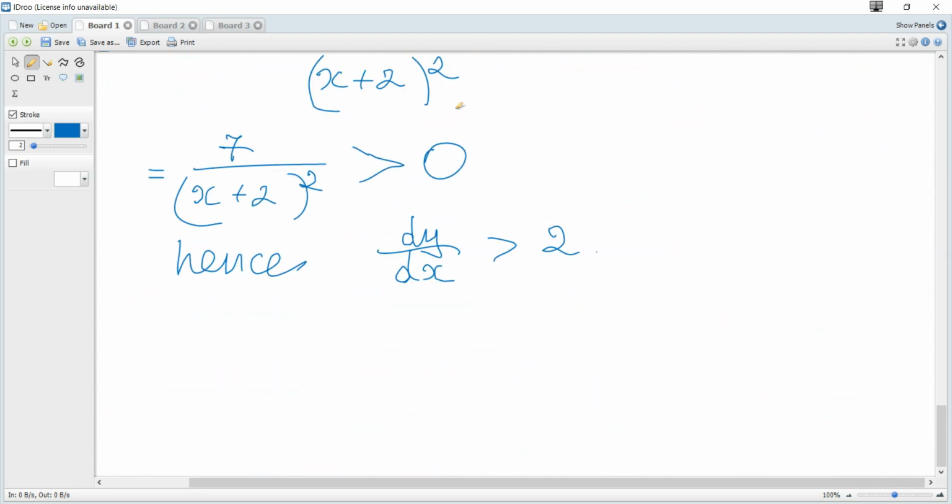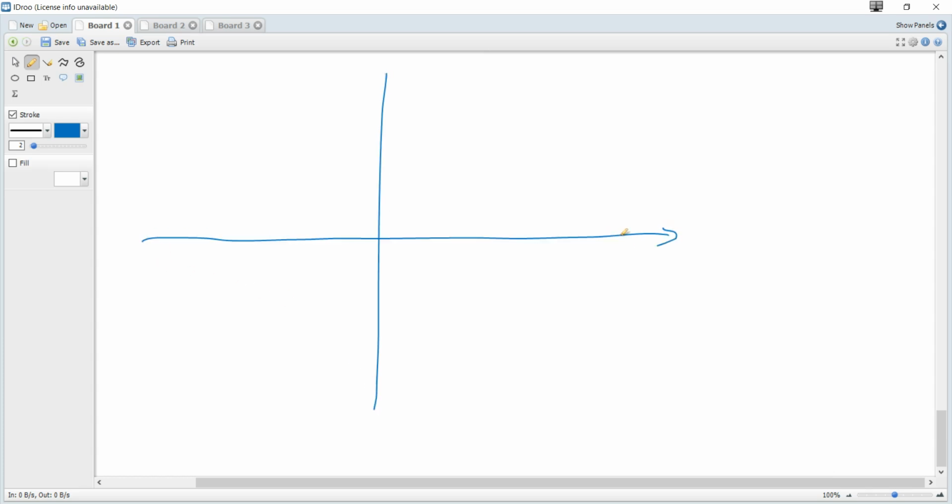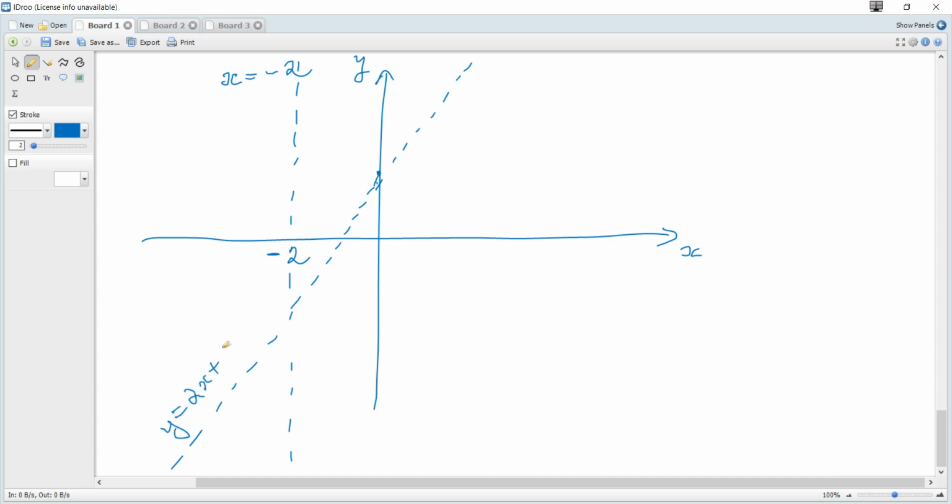So this curve looks like this. Why? Like the vertical asymptote through x is -2. Then the oblique asymptote is what? y is 2x plus 2. It's through 0, 2, and the gradient is 2. So something like this, and the function is always increasing, and it tends to or falls on this asymptote when x increases, and falls on this vertical one here, so it looks like this.